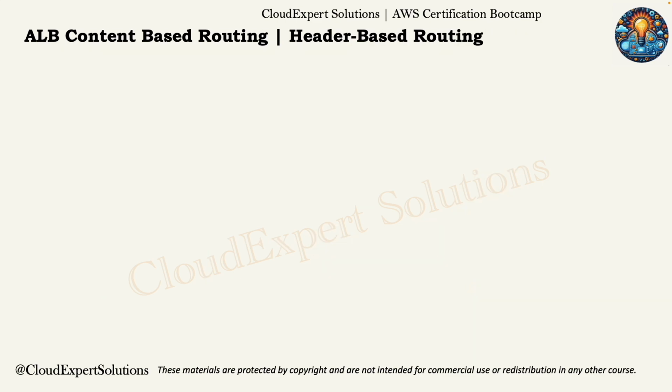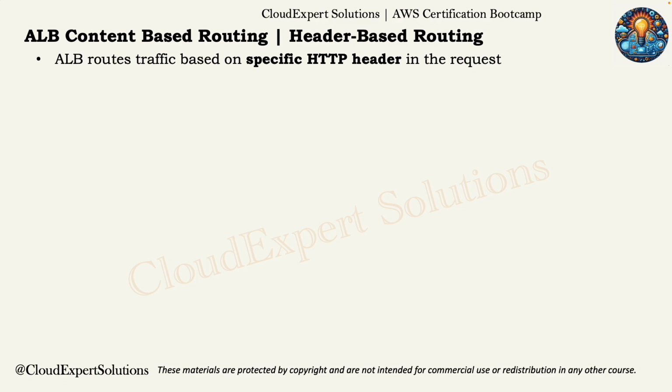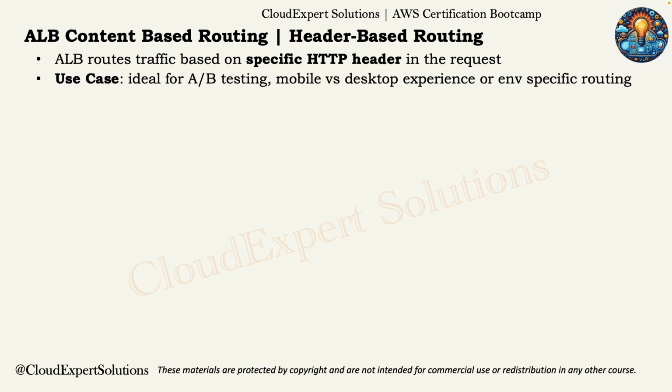Next, header based routing. You can set up your application load balancer to look for specific HTTP headers and route traffic based on the HTTP headers in the request. You can also set up routing for custom HTTP headers. Header-based routing is great for A/B testing or providing mobile versus desktop experience or setting up routing based on the environment. Let's understand with an example.